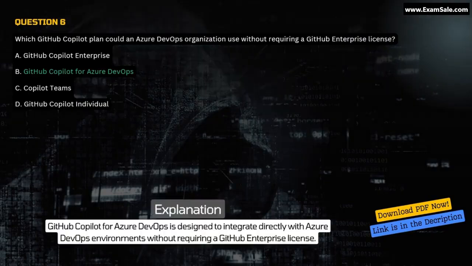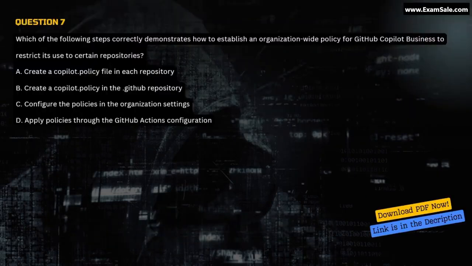Explanation. GitHub Copilot for Azure DevOps is designed to integrate directly with Azure DevOps environments without requiring a GitHub Enterprise license. Question 7. Which of the following steps correctly demonstrates how to establish an organization-wide policy for GitHub Copilot Business to restrict its use to certain repositories?